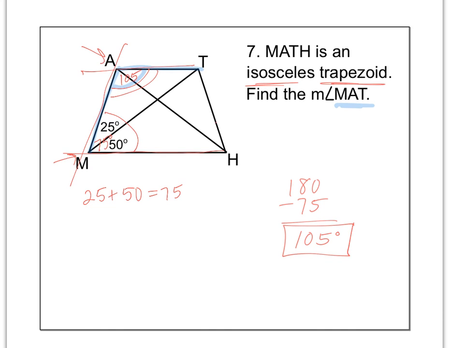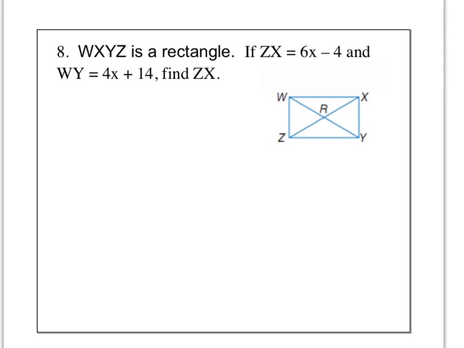Now, just for your information, down here this is also 75, and up here this is also 105, if it is an isosceles trapezoid. The 2 sets of base angles are congruent. So the bottom 2 here are both the same and the top 2 here are both the same. Please pause the video and try number 8.